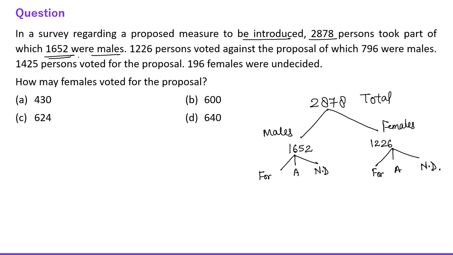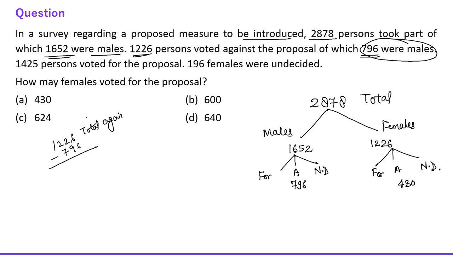1226 persons voted against the proposal, of which 796 were males. See, everyone, 796 males voted against, right? Total 1226 persons voted against, right? So this is 430 females voted against, right? Why? Because 1226 minus 796. So this is total against, and they are male against. So obviously the rest is female against, right? So you will be getting 430, right, everyone? These are the females against the bill. So 430 females are against the bill, right?